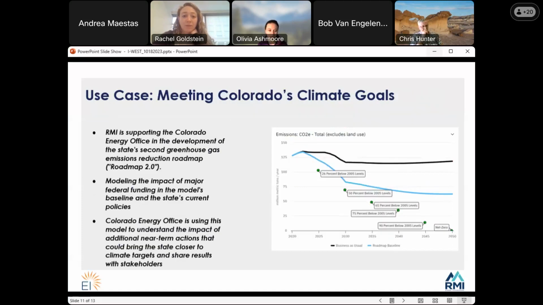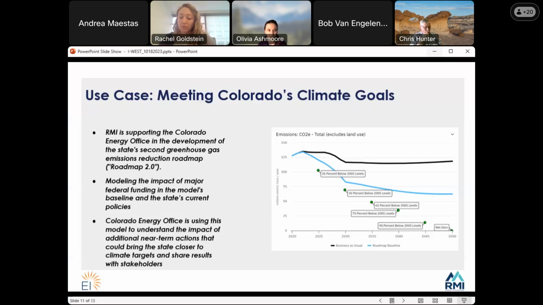In Colorado, the tool is currently being used by the Colorado Energy Office. So RMI is using the EPS to support the development of the state's second greenhouse gas emissions reduction roadmap. This is a pathway to reduce emissions and meet the state's many climate targets in the coming years.